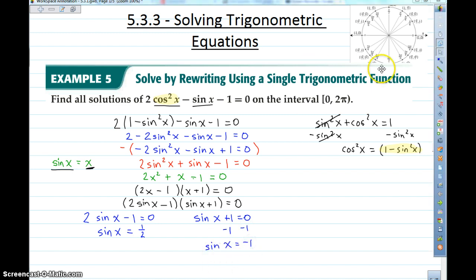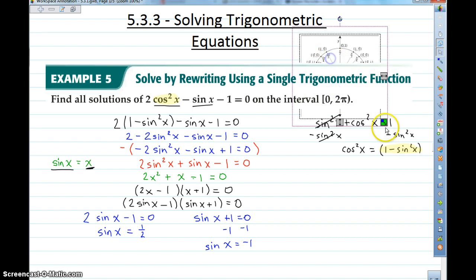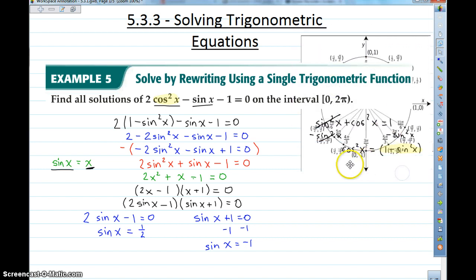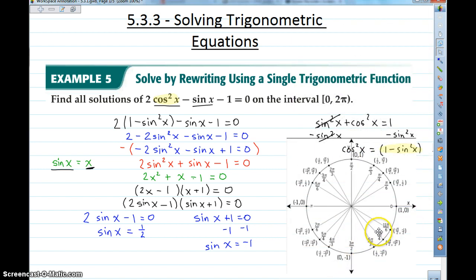So we'll take out the unit circle, which I have stored right here. Let's take a look at that. All right, let's see, sine of x is 1/2. That'll occur at pi over 6. So I have the solution at pi over 6.